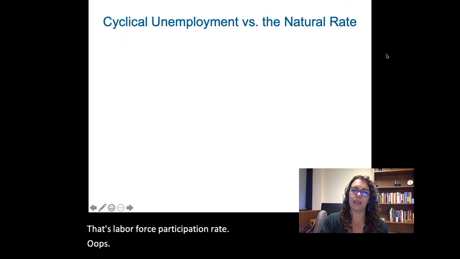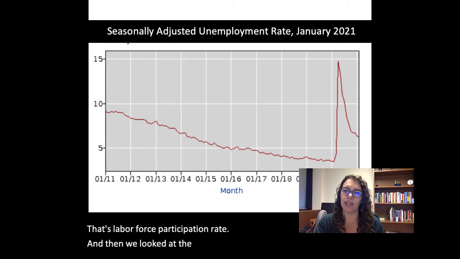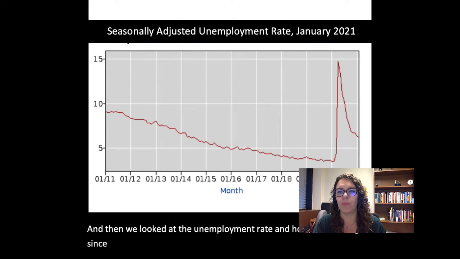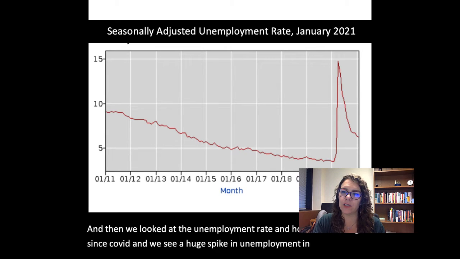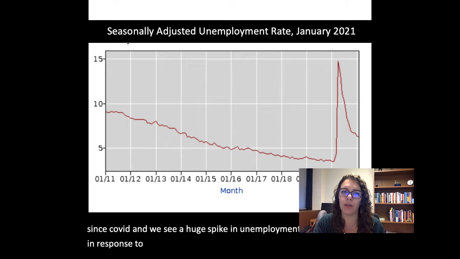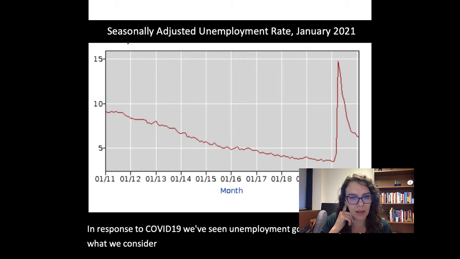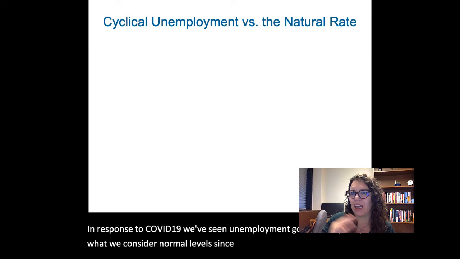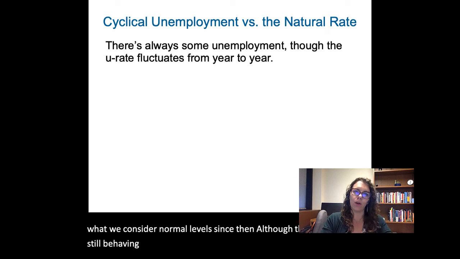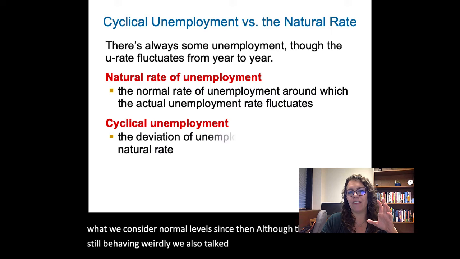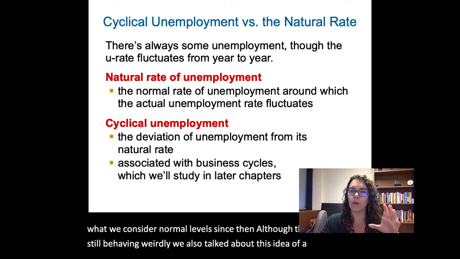And then we looked at the unemployment rate and how that's changed since COVID. And we see a huge spike in unemployment in the early 2000s in response to COVID-19. We've seen unemployment go down to what we'd consider normal levels since then, although the labor market's still behaving weirdly. We also talked about this idea of a natural rate of unemployment.